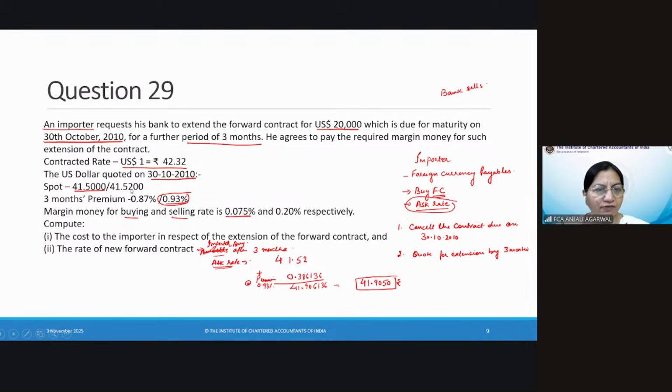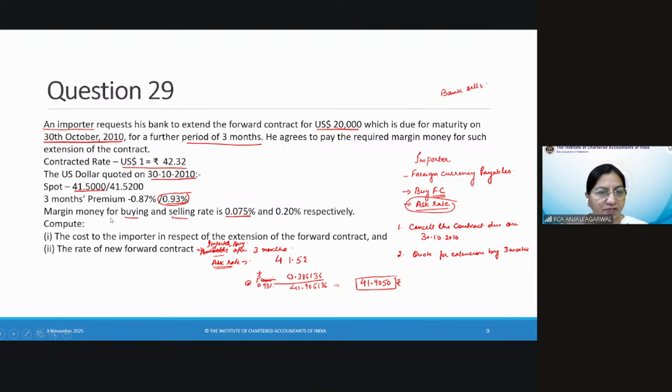So what is the quote after 3 months? Spot is given. 3 months premium is given in terms of percentage. So we will add the premium amount 0.93% to the ask. Had it been bid, it would have been 41.50 plus 0.87%. Remember, premium would be added whether it is bid or ask. However, exchange margin that the bank will take will be deducted from the bid and added to the ask. If it is premium, it will be added to bid and ask. If it is discount, it will be deducted from bid and ask.